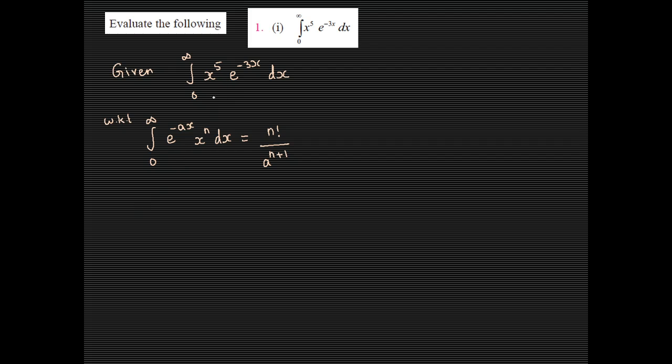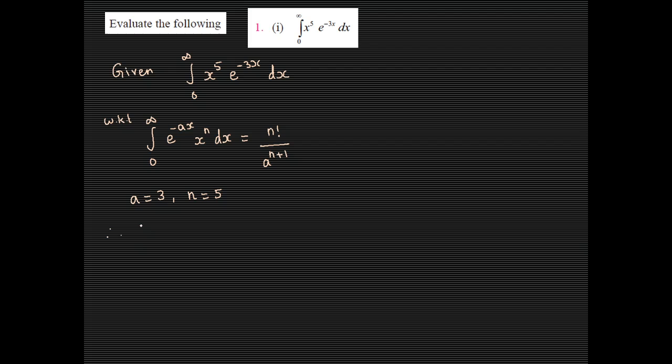So just compare these two integrations. Here e power minus ax, and here, what is a? e power minus 3x, so a will be equal to 3. Okay, and what is the value of n? n will be equal to 5. Okay, so n is x power n, so n is equal to 5.